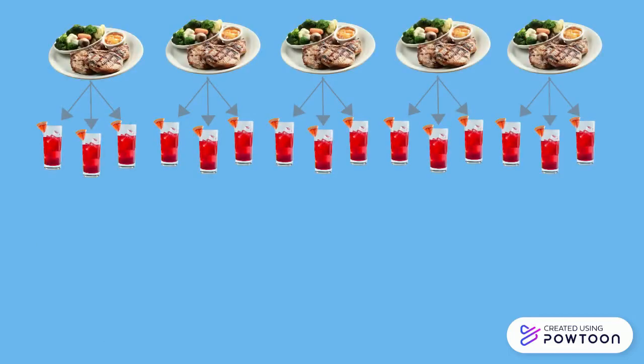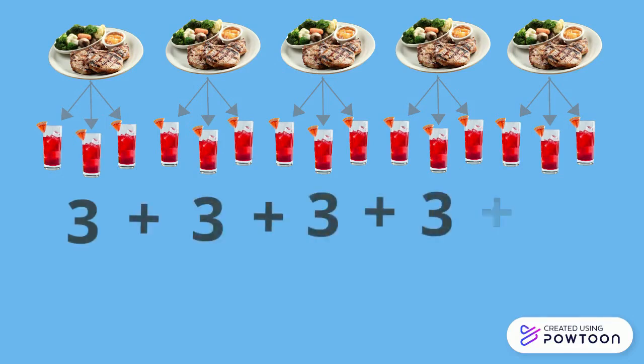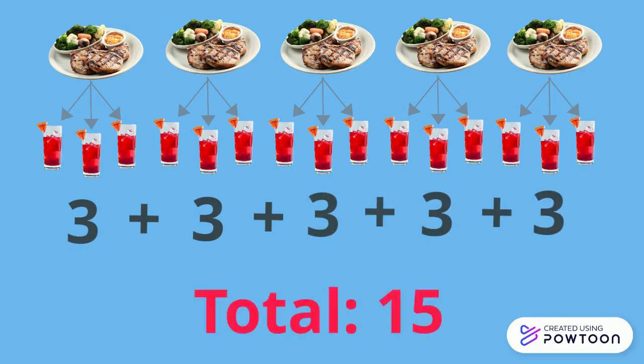Here is the simple form of the tree diagram. Each main dish has 3 different drinks, which is equivalent to 3 combinations. Now if we add them all, we get the maximum possible combination for each meal. We add it and we have 15 different combinations.